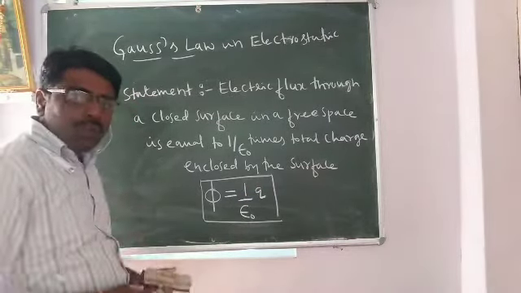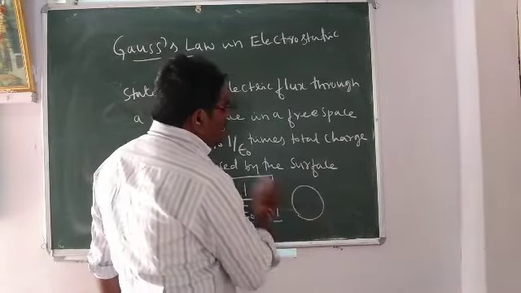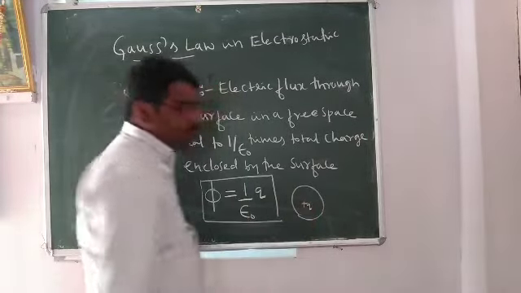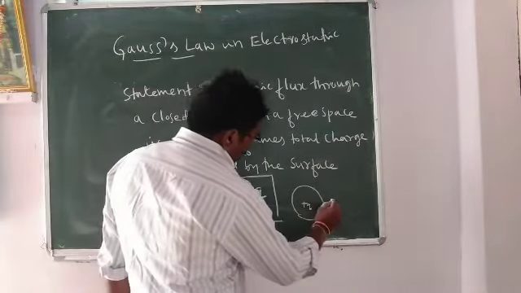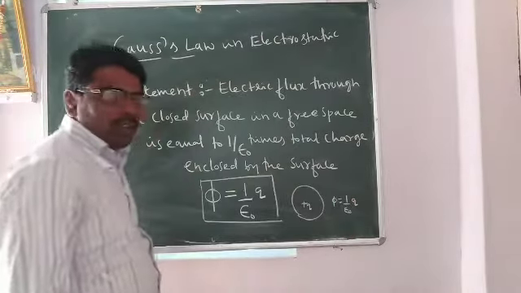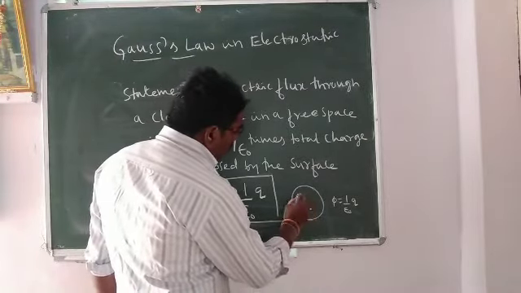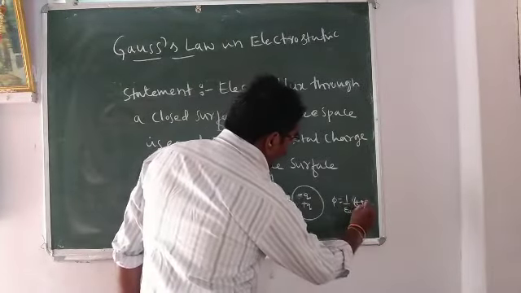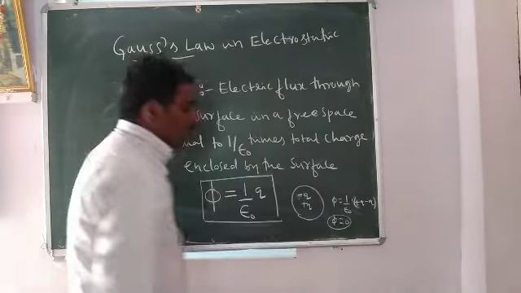What is the total charge enclosed by the closed surface? For example, this is a sphere of radius r, and it encloses the charge Q. The flux through this sphere is phi equal to 1 by epsilon naught times total charge. Suppose this sphere encloses two charges, plus Q and minus Q. What is the flux through this closed surface? Plus Q and minus Q cancel. Net flux through the surface becomes 0.